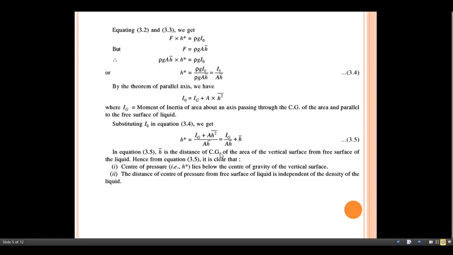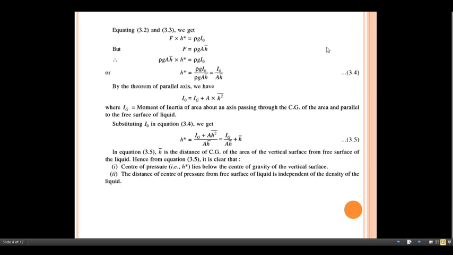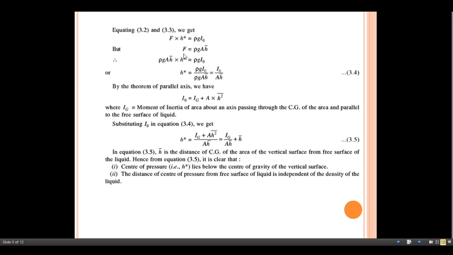Now just equate equation number 3.2 with the next one, equation 3.3. You have to equate this one with this one. What do we get here? F multiplied by h star equals rho g into I naught. In this way you can get the relation.